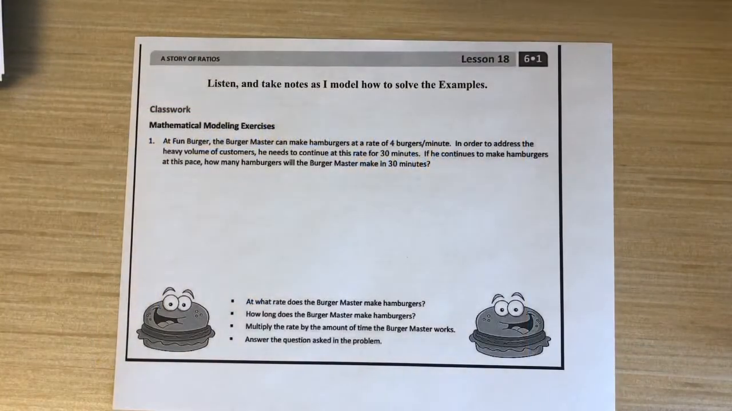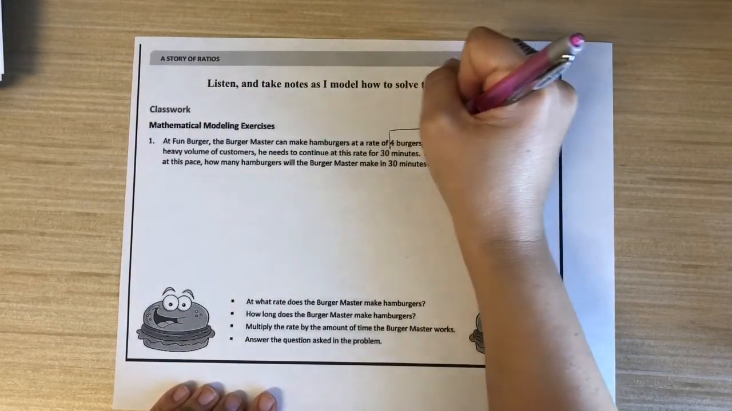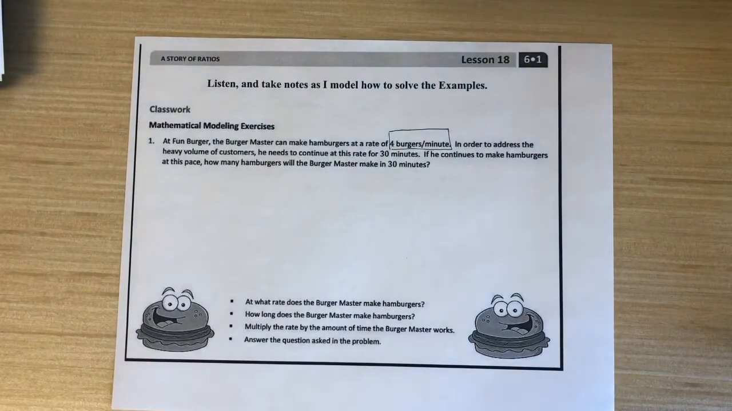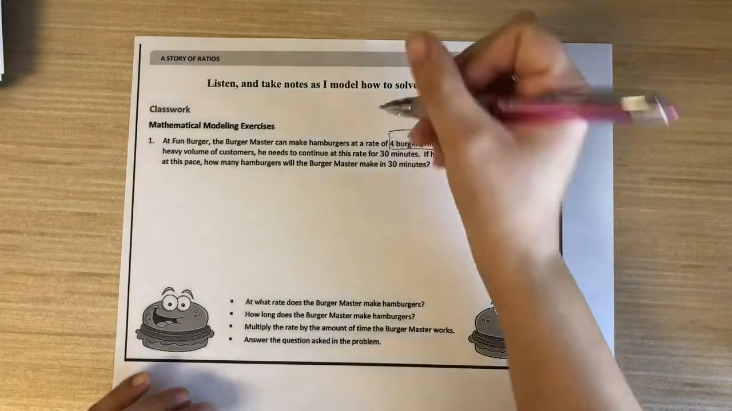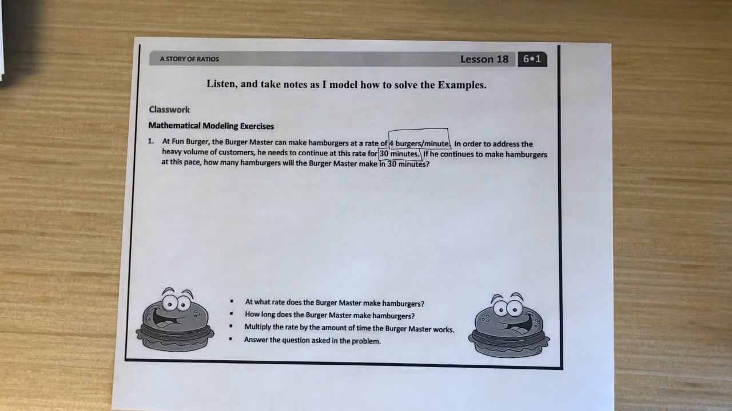All right, so for our first example in our classwork today, at Fun Burger, the burger master can make hamburgers at a rate of 4 burgers a minute. And box that in because I know that's important information, the rate. In order to address the heavy volume of customers, he needs to continue at this rate for 30 minutes. If he continues to make hamburgers at this pace, how many hamburgers will the burger master make in 30 minutes?